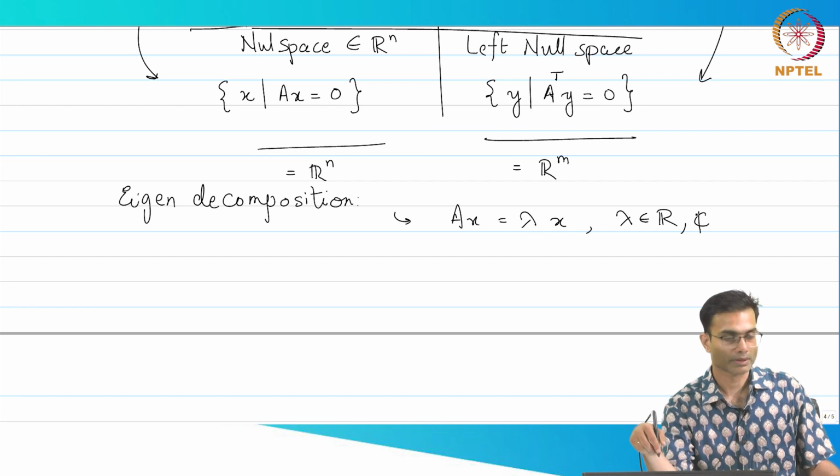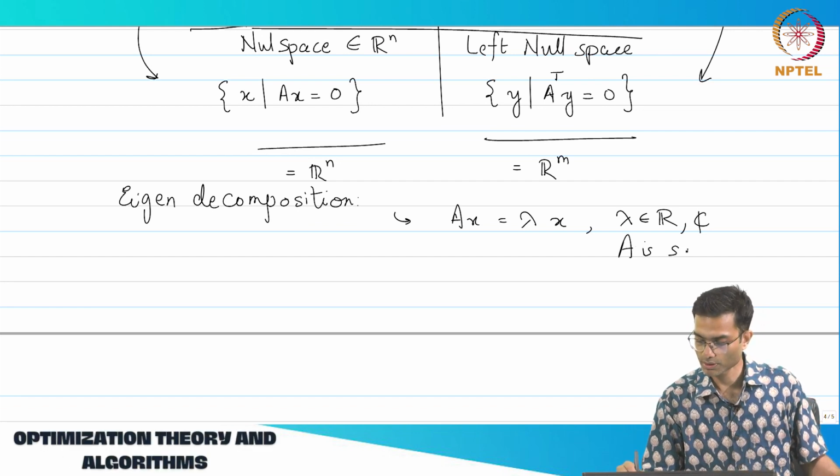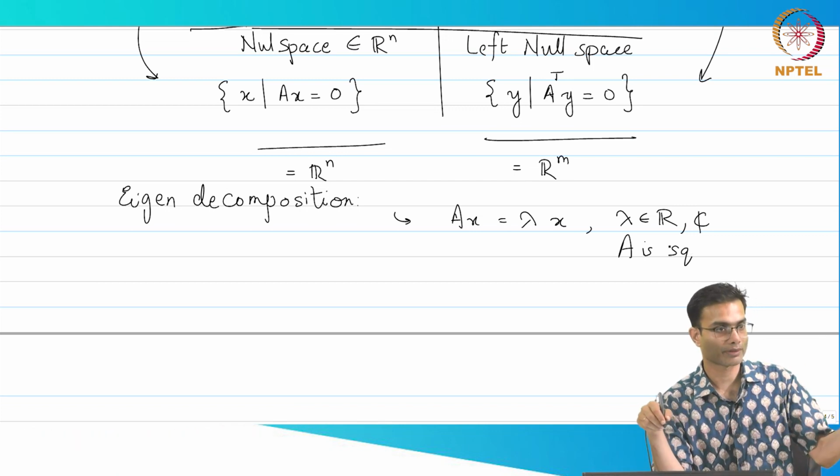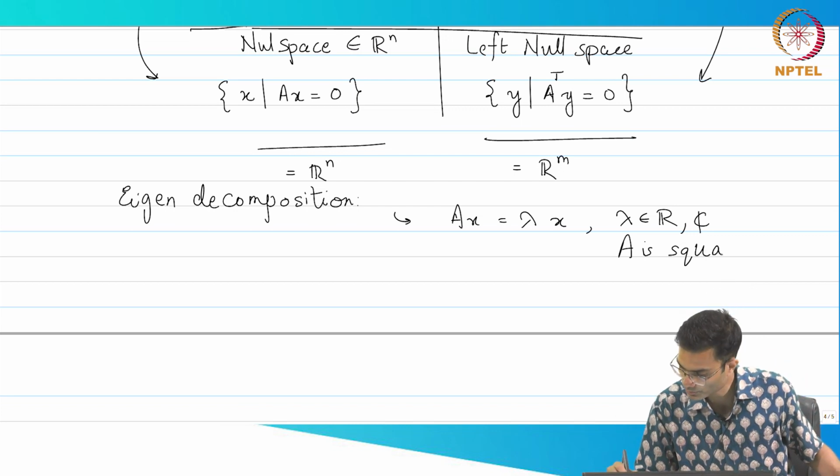And this is obviously only valid for what type of matrices? Square matrices, right? So A is square. Otherwise, this will become an illegal operation, right? A times x will give you the wrong dimension. So A is square.